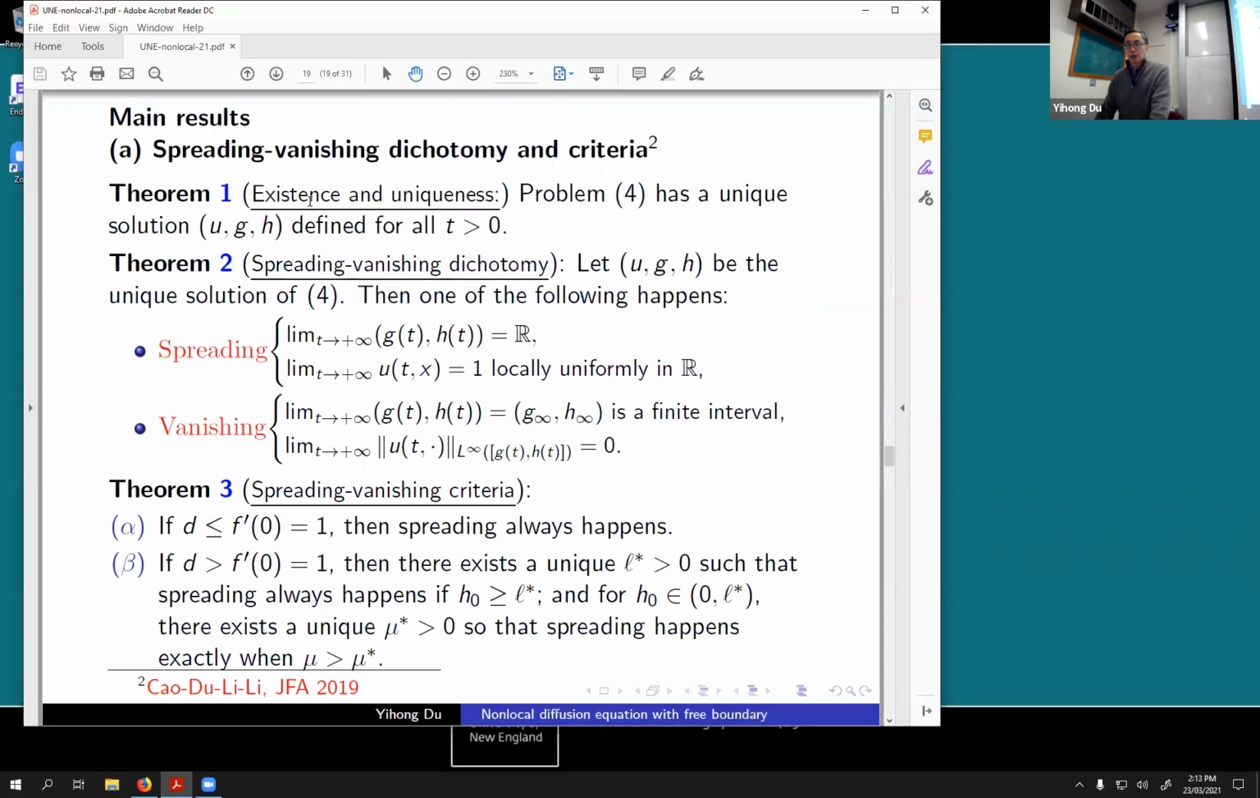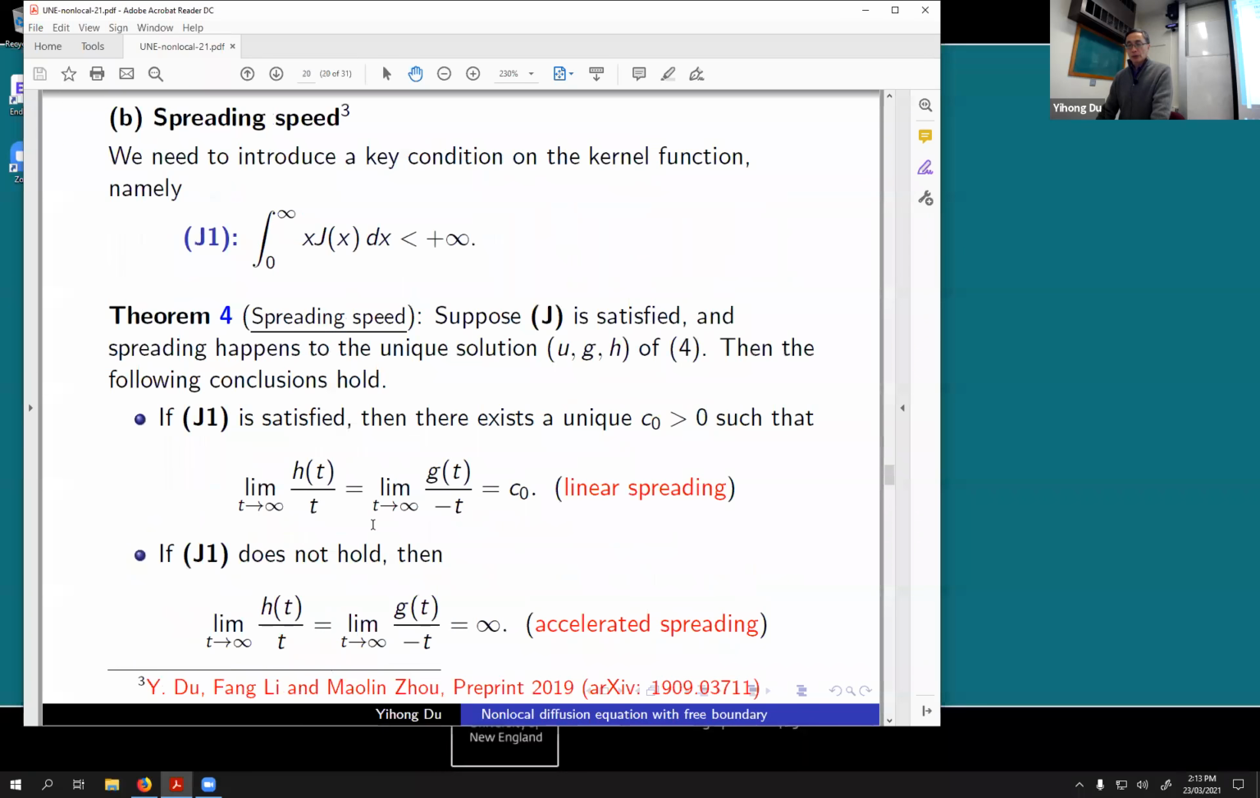But anyway, we showed that the problem is well posed, and the long-term behavior is similar: the spreading-vanishing dichotomy. So this behavior is just the same as for the local diffusion case. And when we check when the two alternatives happen, we can decide this precisely. Well, here we already notice some differences from the local diffusion free boundary model. And then when we look at the spreading speed, here we found the fundamental difference.